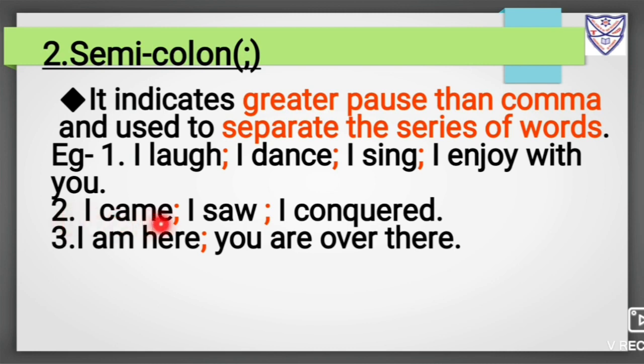I came, I saw, I conquered. Third one: I am here; you are over there. Over here we can see the semicolon is used to separate the series of words, as well as while speaking also, we will take some pause in between. I am here; you are over there.